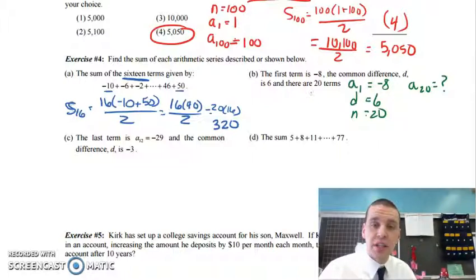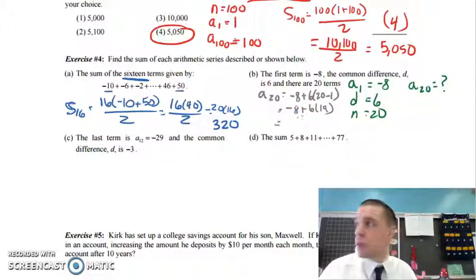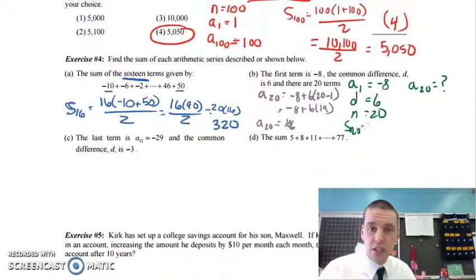And there's not a ton of room here, but what you would do is you go to the side and you say, okay, I need to find the 20th term. Well, a sub 20 equals the first term plus the difference times 20 minus 1. Again, you gotta memorize that formula or else this unit's going to be really difficult for you. So we get -8 plus 6 times 19, and we will get 106 to be A20.